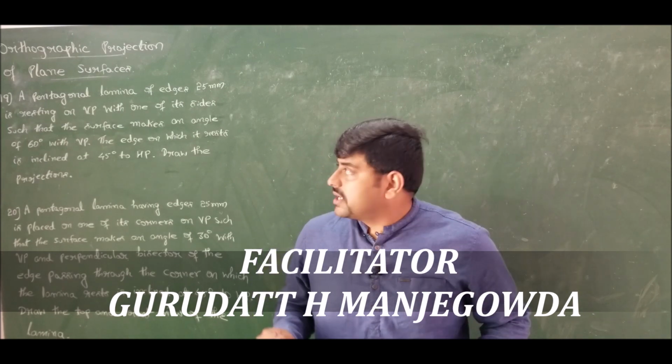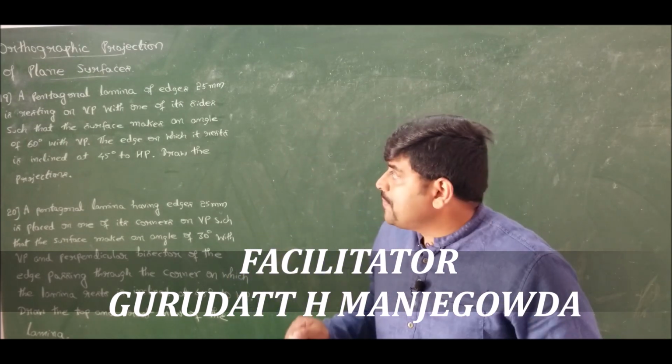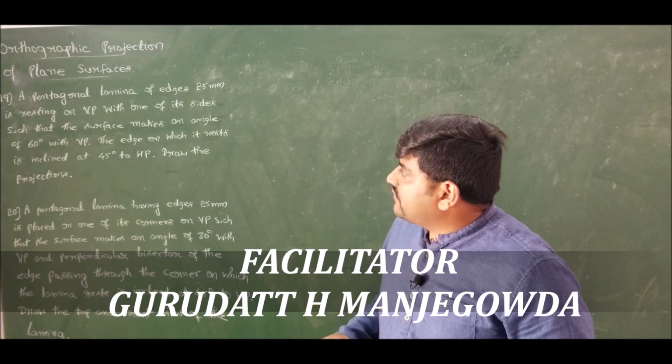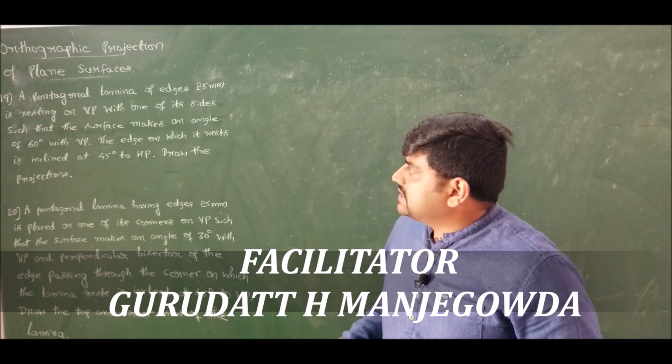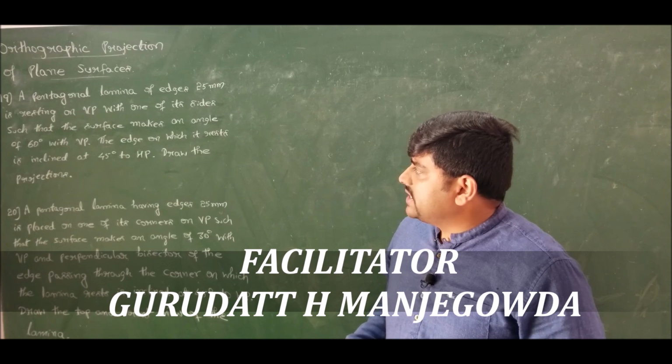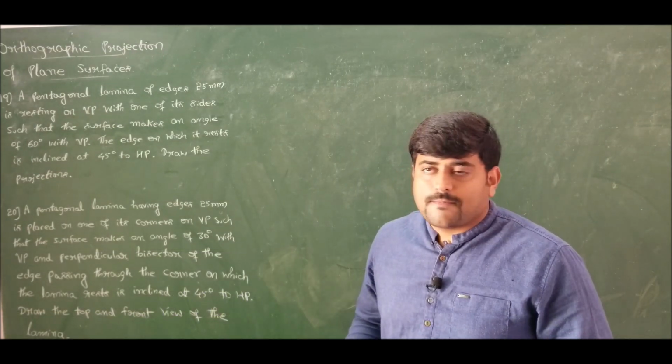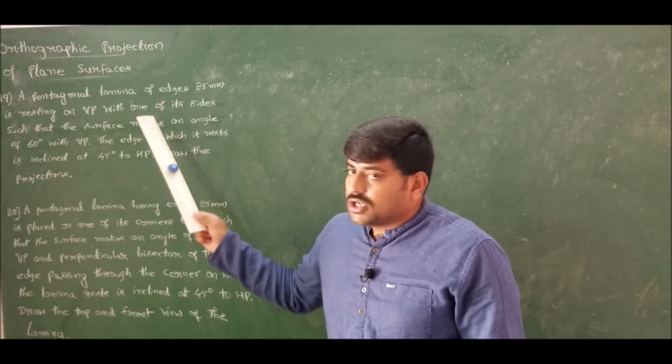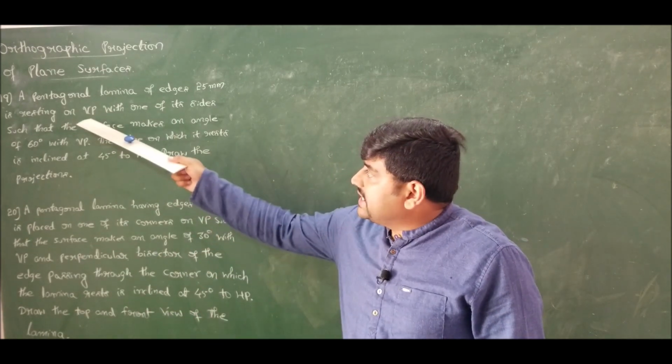Moving ahead, problem number 19 of our discussion states that a pentagonal laminae of edges 25 mm is resting on vertical plane with one of its sides such that the surface makes an angle of 60 degree with vertical plane. The edge on which it rests is inclined at 45 degree to HP. Draw the projections.